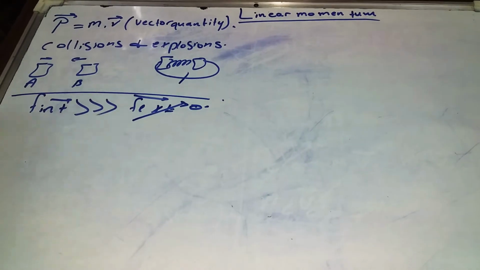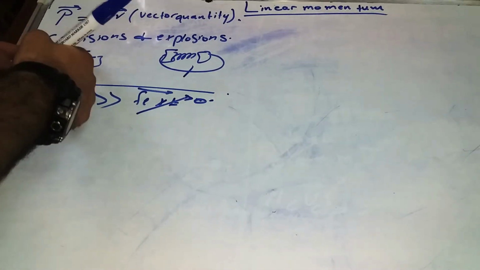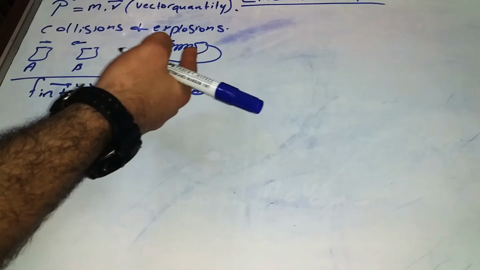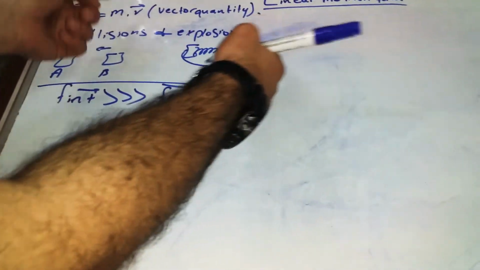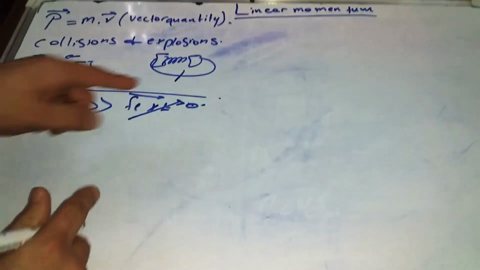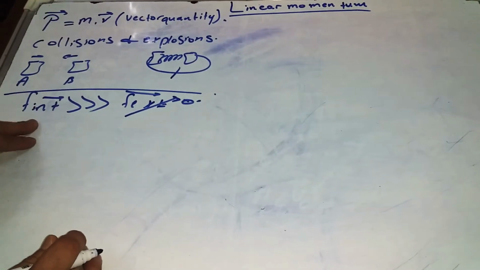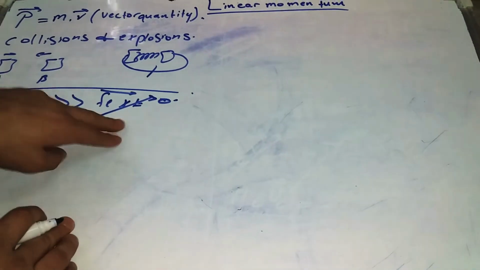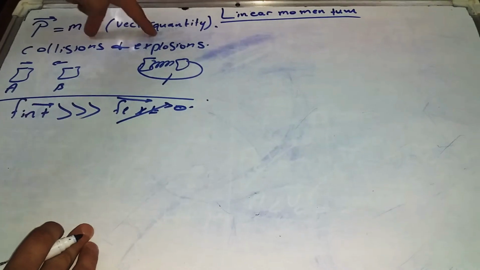So as we said, during these two cases, the internal forces between the two blocks are much bigger than that of the external one. And also here, the internal force is much bigger than the external one. So during collisions and explosions, the internal forces are much bigger than that of the external one. So that's why Newton's second law is not applicable to study these two cases.